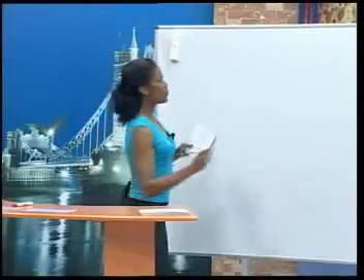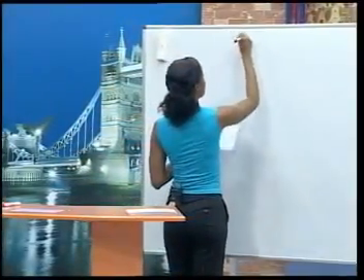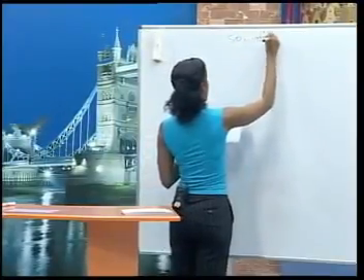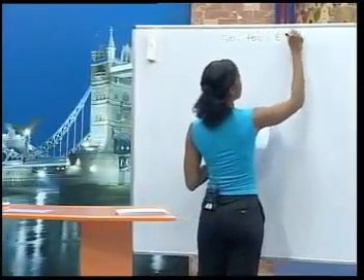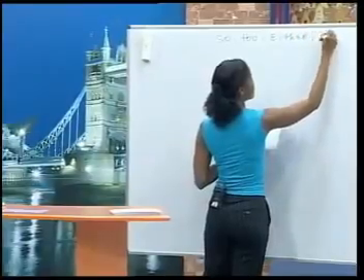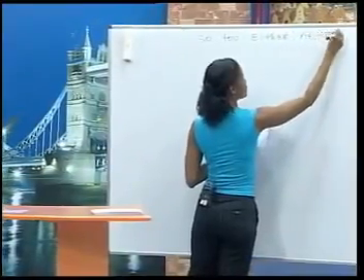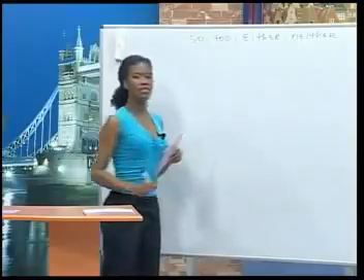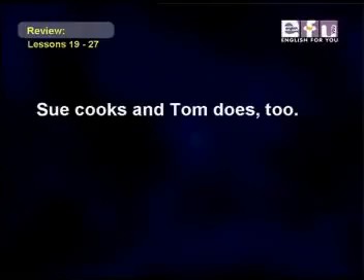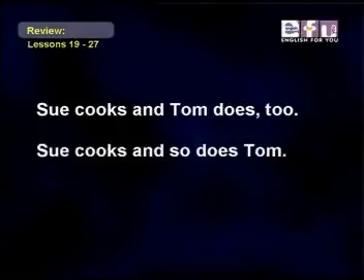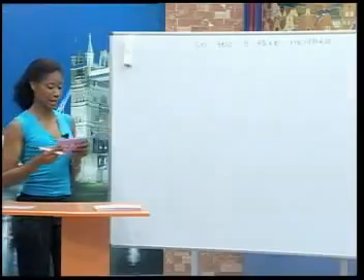Now, let's review. So, too, either, and neither. First, some examples. Sue cooks and Tom does too. Sue cooks and so does Tom. Those two sentences have the same meaning.